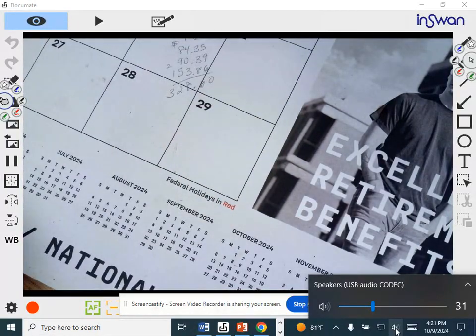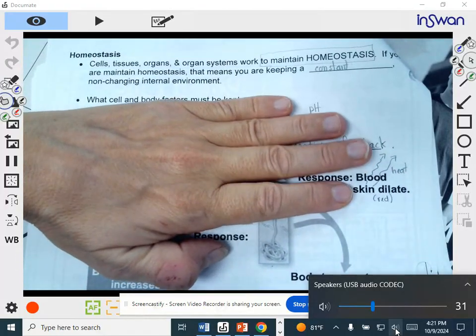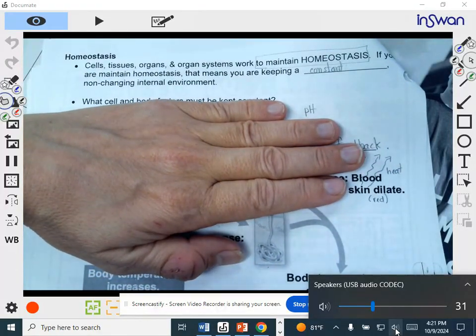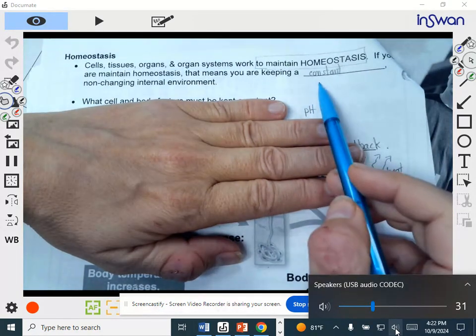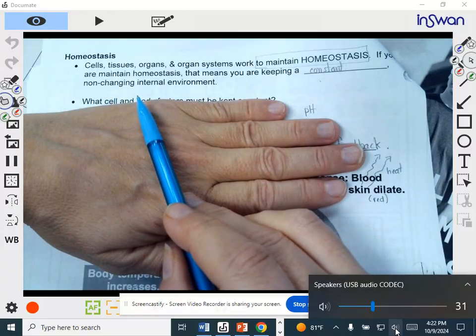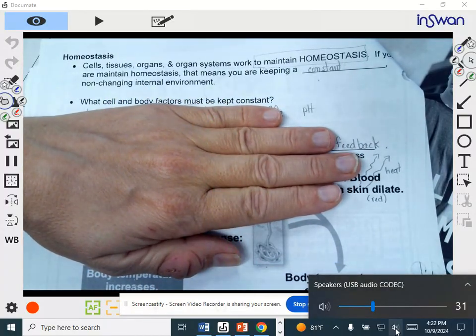All right, so let's talk about all of your cell parts here. Your cells, your tissues, your organs, they're all working to maintain homeostasis. If you're maintaining homeostasis, it means you're keeping a constant, non-changing internal environment. So what are some factors that you need to keep constant? You don't want them to change, because then you won't feel very well.